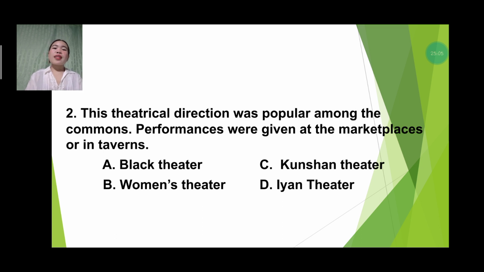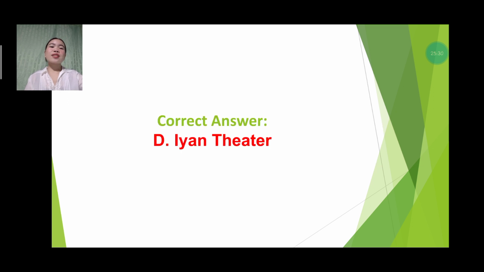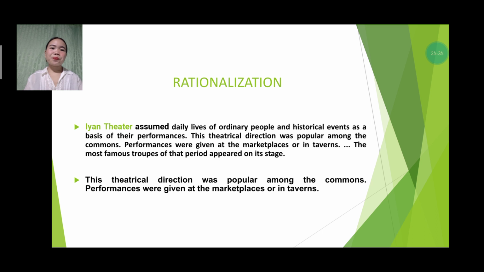Number 2, this theatrical direction was popular among the commons. Performances were given at the marketplaces or in taverns. The options are letter A, Black Theater, letter B, Women's Theater, letter C, Kunshan Theater, and letter D, Ian Theater. So the correct answer is letter D, Ian Theater.